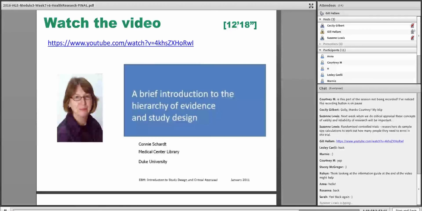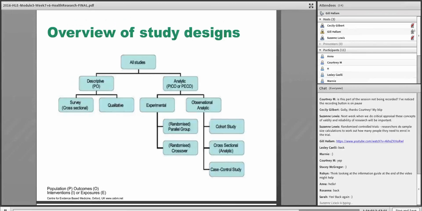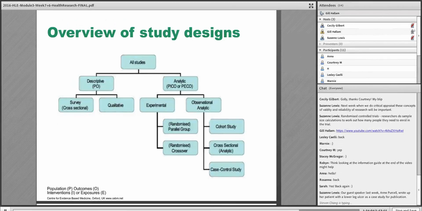Right, so the material that Connie covered was, I suppose, encapsulated in the different study designs. Just checking, Suzanne saying our guest speaker wrote up her patient with low leg ulcer as a case study for publication. Exactly. So that gives you a very quick snapshot of the different types of study design, and Suzanne will build on this information next week in the work on critical appraisal of the different types of research articles that you are going to be involved in, and also for assignment 3, of course.